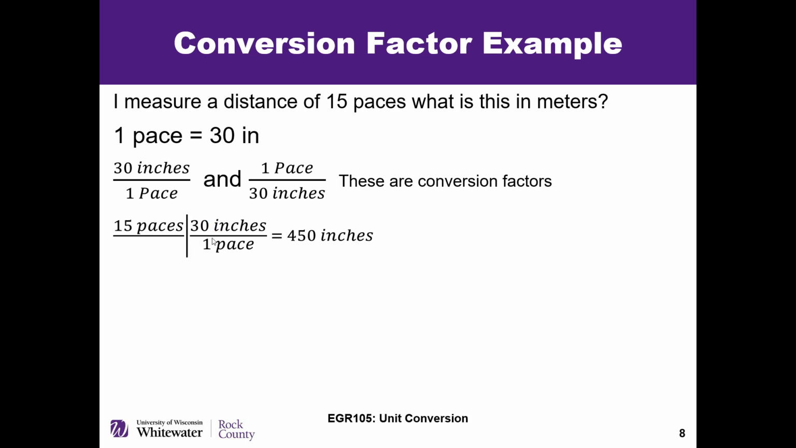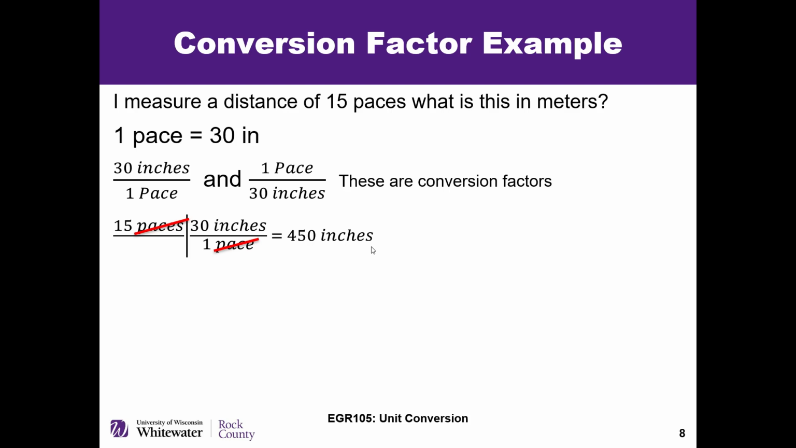I'm going to set it up this way. I think this is a great way to set it up, and I recommend you do it for your homework. I will be looking for it set up this way. You'll have 15 paces, and then I put this bar, and this is my conversion factor. I have 30 inches per 1 pace. You'll see paces cancel off, and I'm left with 450 inches.